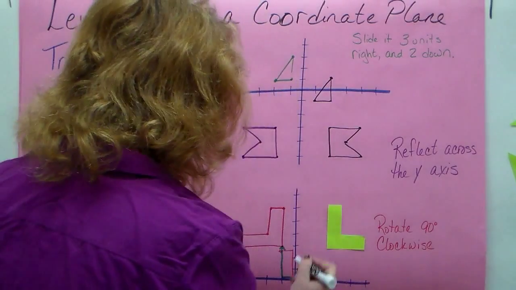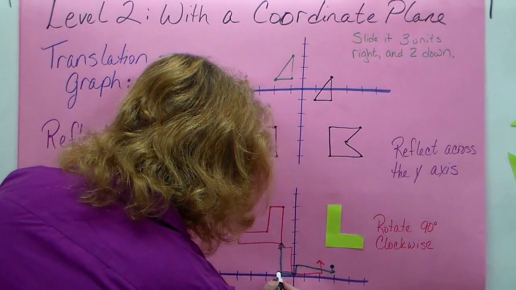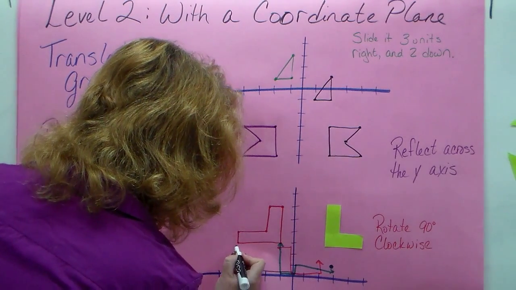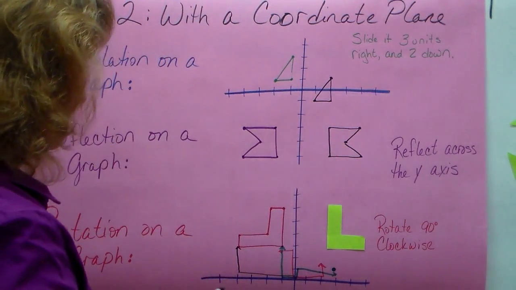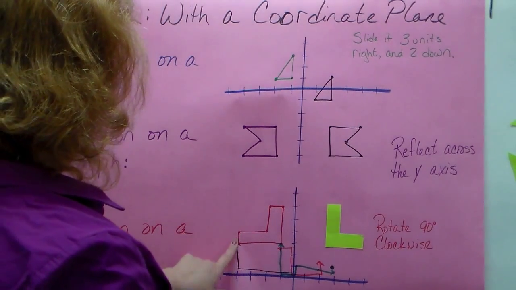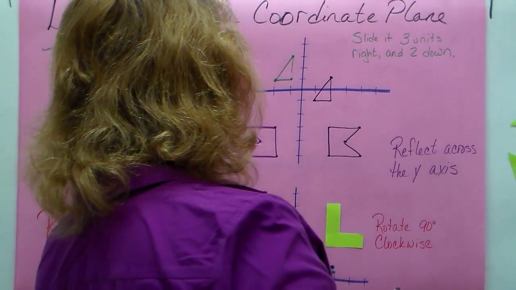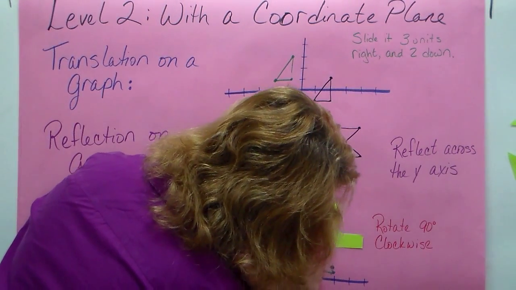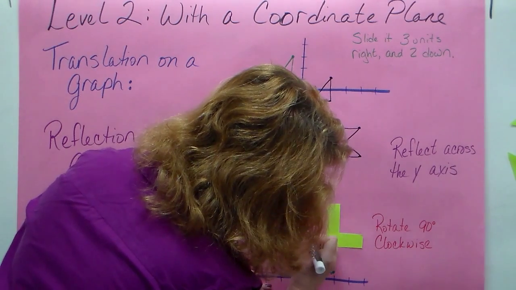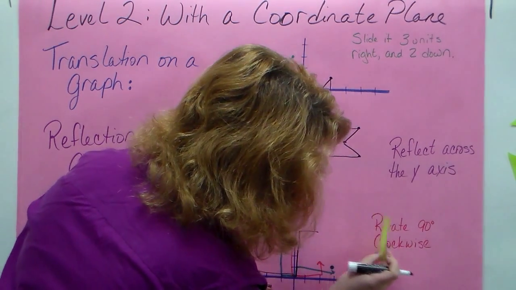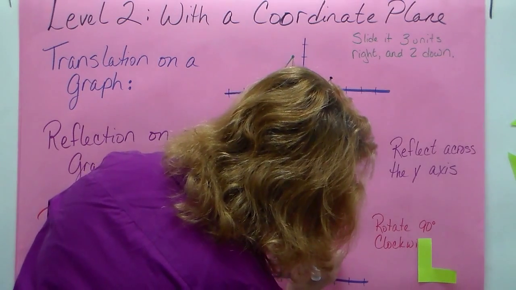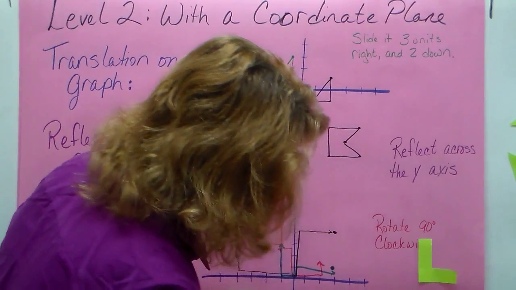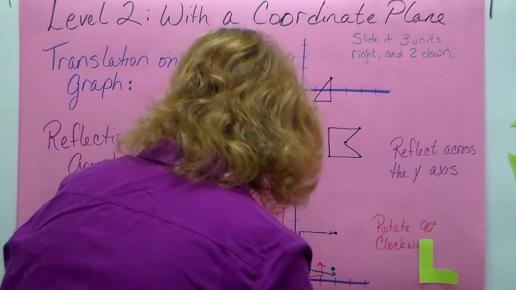I'm going to use a different color. I'm going to go 1, 2, 3, 4 over and 1, 2, 3 up to get to that spot. So 4 over, 3 up. I'm going to take this and rotate it to here. So now I'm going to go 4 over and 3 up. And I have to move my L so I can figure out where my 3 is. It's right about there. All right.